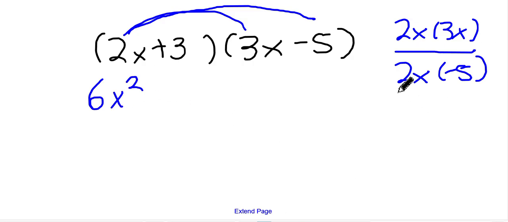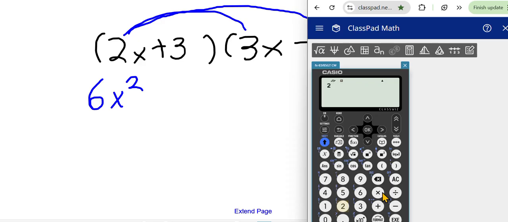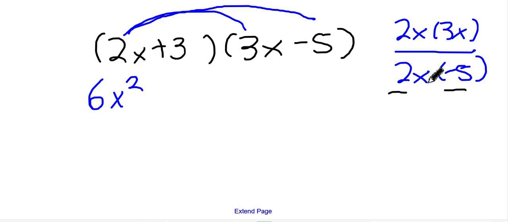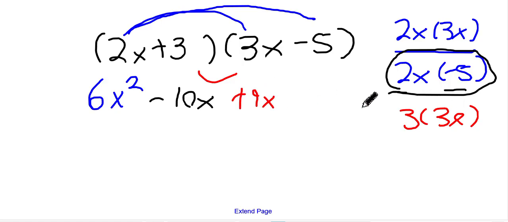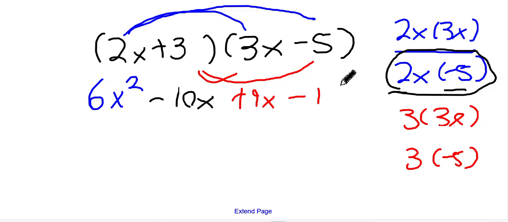The next one. 2 multiplied by minus 5. You can use your calculator if you want. 2 multiplied by minus 5. Minus 10. How many x's do I see? Minus 10x. Next one, the red line. 3 times 3x. Because 3 times 3 is 9. And I only see 1x. And then finally 3 times minus 5.